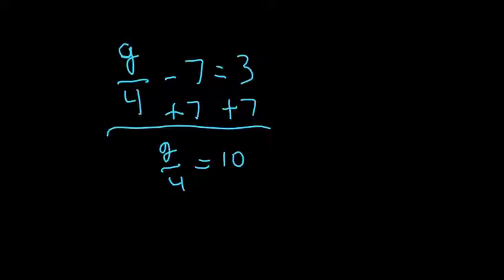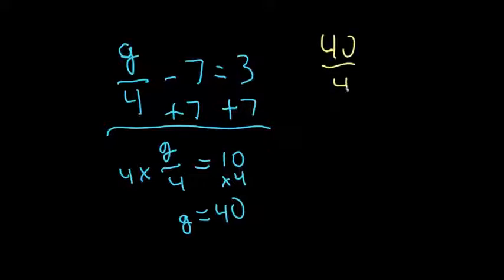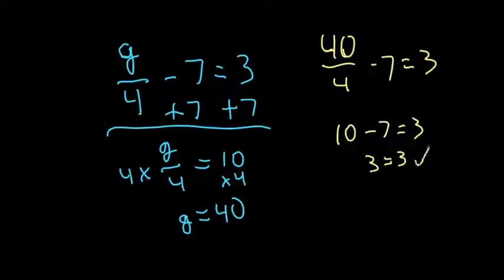Now I have g divided by 4 equals 10, so the opposite of dividing g by 4 is multiplying by 4. So I'm going to times it by 4, and times the other side by 4 to keep my equation balanced. So times 4 divided by 4 gives me 1. So I got g equals 10 times 4 is 40. Again, put this back into your original equation. So you get 40 divided by 4 minus 7 equals 3. 40 divided by 4 is 10, minus 7 equals 3. 10 minus 7 is 3, which equals 3. So I know I did that correct. My answer there is g equals 40.